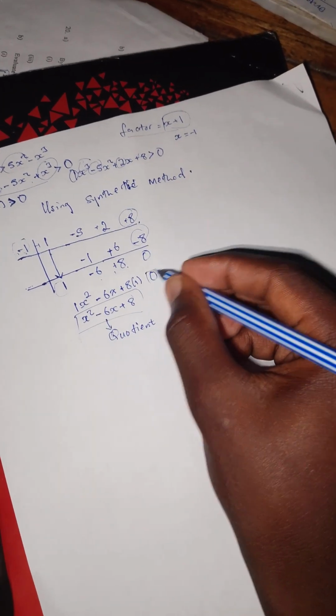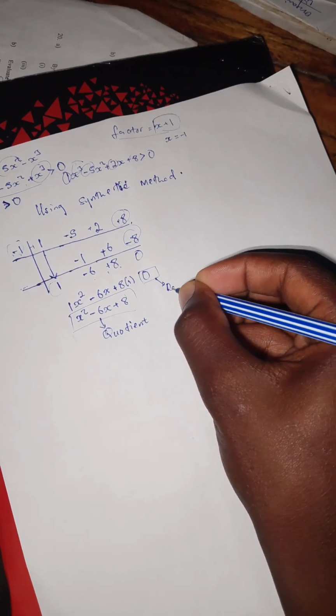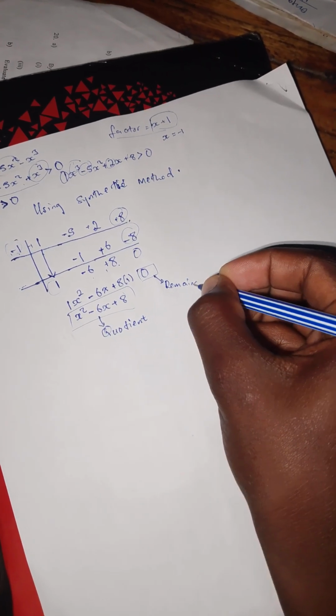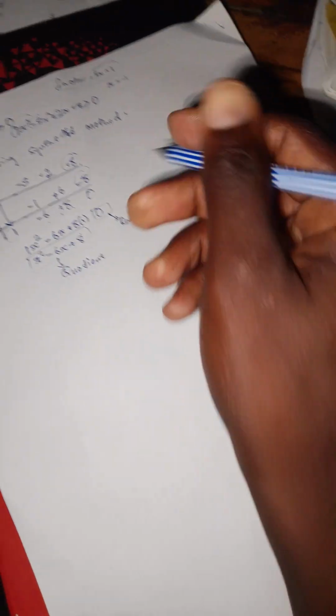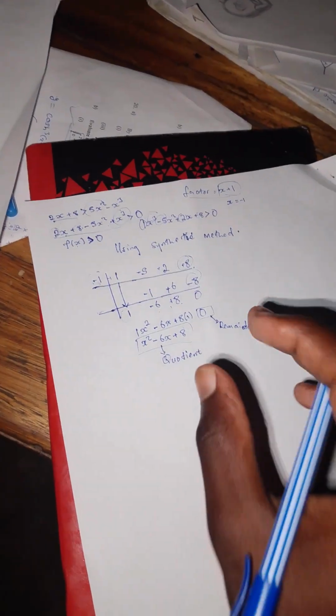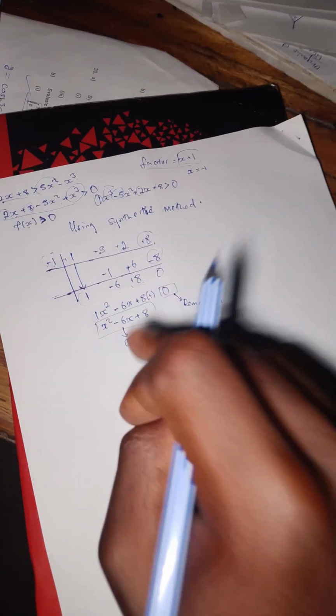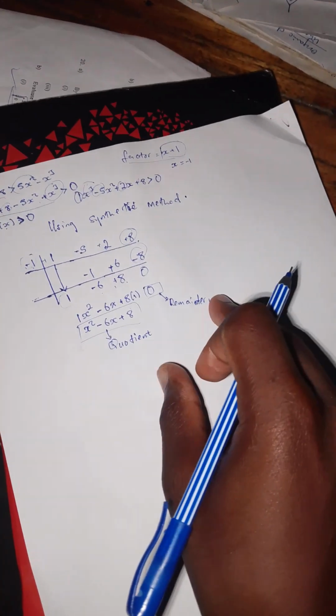And this, whatever remains here, be it a 0 or not a 0, is the remainder. Just in case they ask you to say what the quotient and the remainder of these two functions are, you divide by the synthetic method, just the way I've shown you, and then you pick this one as the quotient, and this one as the remainder.